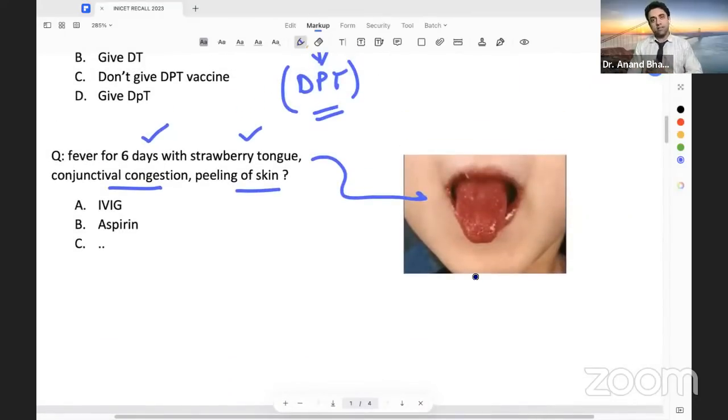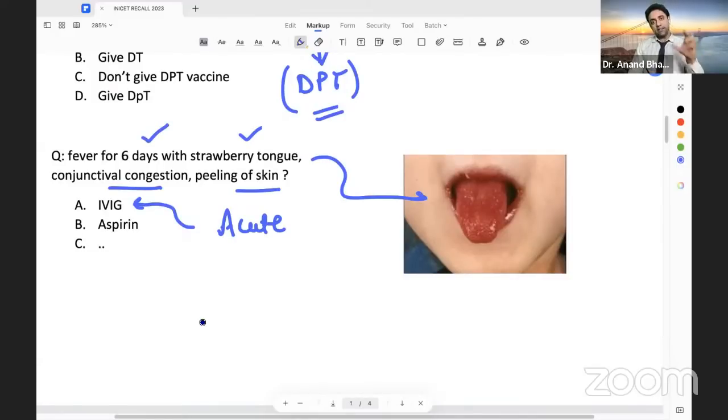So conjunctival congestion, peeling of skin, strawberry tongue. As we all know, the baby is suffering from Kawasaki disease, which is a medium vessel vasculitis. In the acute phase of Kawasaki, IVIG 1 to 2 gram per kg per day and high dose aspirin is the best answer. Again, these are like last 3-year question papers. If you have done them, there are multiple questions repeated again and again.